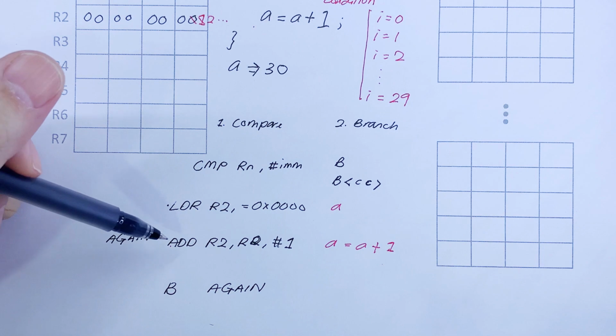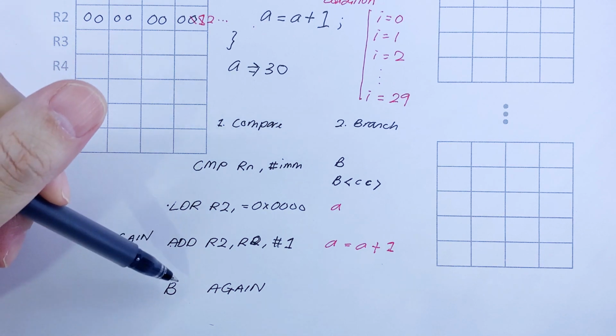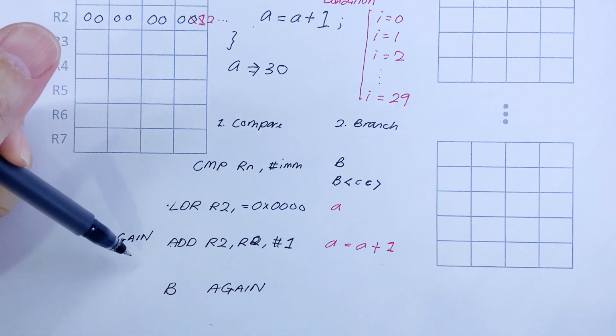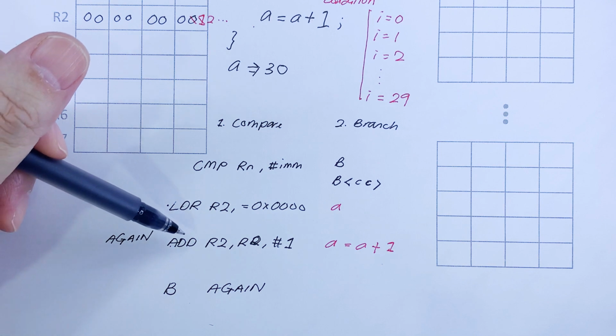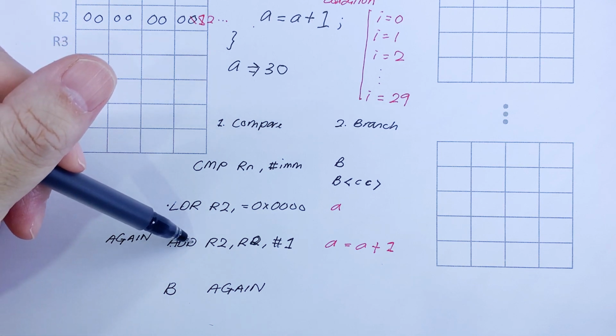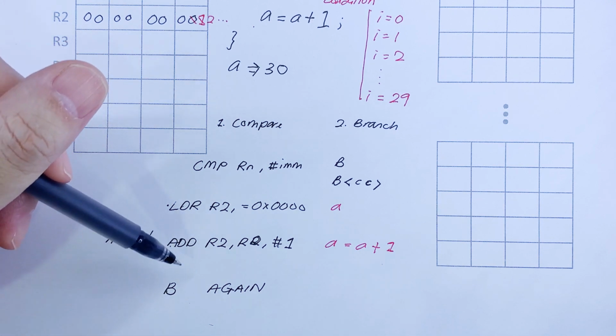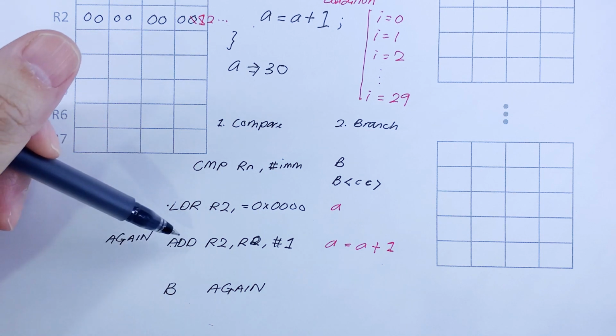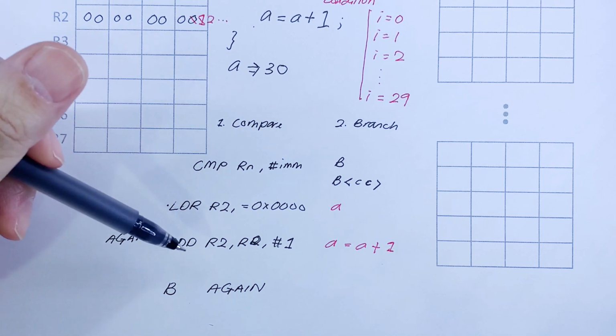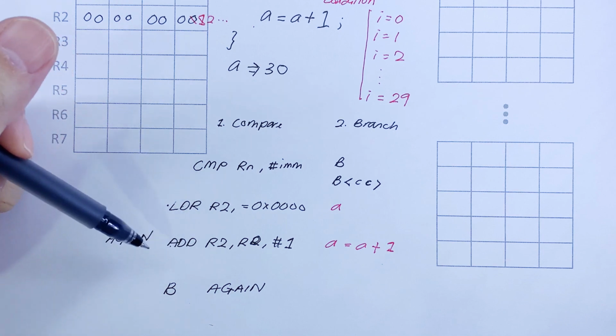However, in this case, as you see, our processor will not stop. It will keep repeating add, branch, add, branch, and so on, and that's where your processor will hang in this loop.